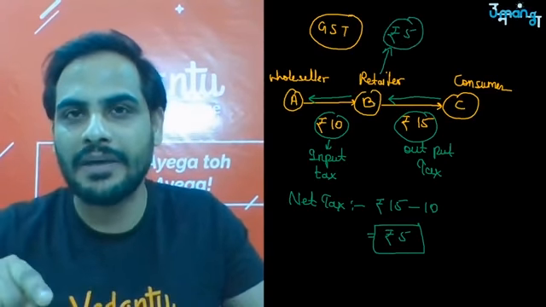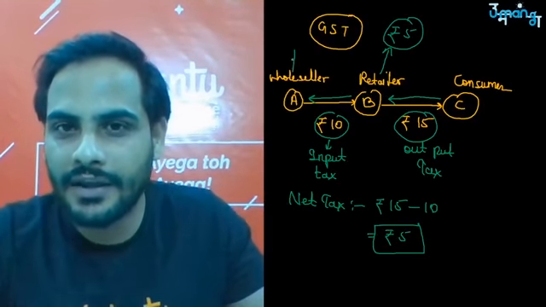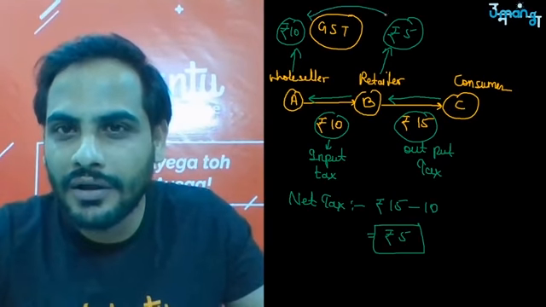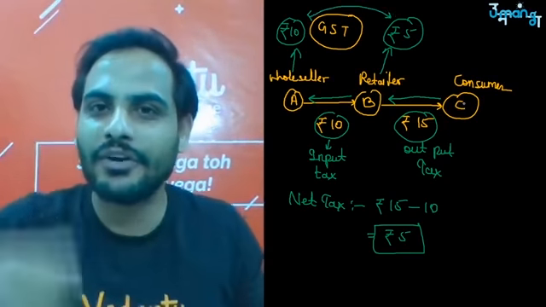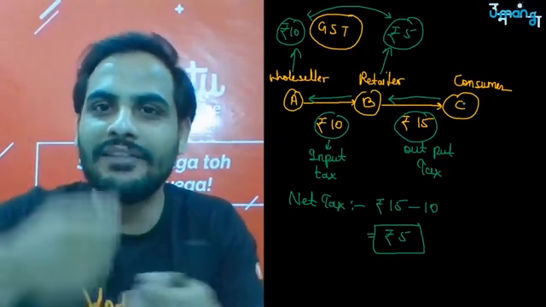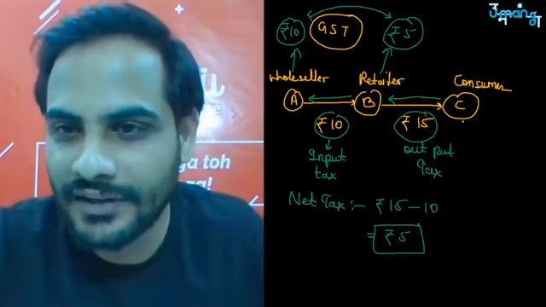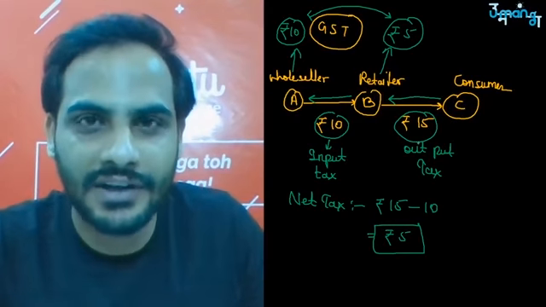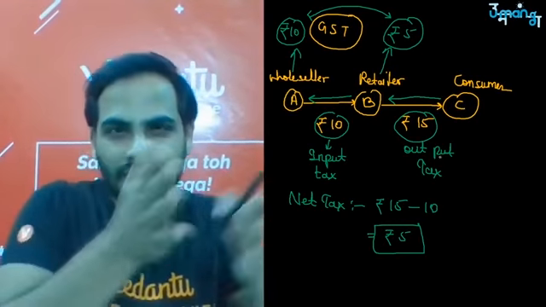5 rupees has been paid by B, and the rupees 10 which B gave to A will be paid by A to the government. So overall, the government will get 10 plus 5. The consumer will not give anything to the government, right? When you buy a chocolate, you don't give the tax to the government. You give it to the shopkeeper. The shopkeeper will forward it ahead. So at the end, whatever tax the consumer pays is the final tax, which reaches the government through the following steps.